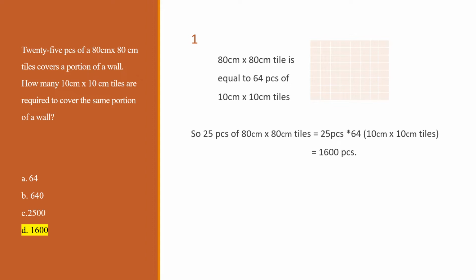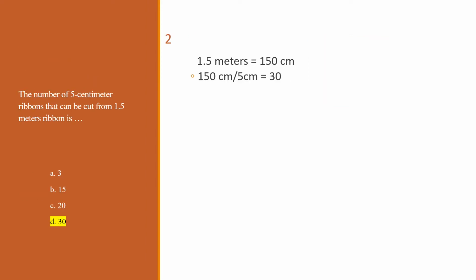And so for 25 pieces of the 80 centimeters by 80 centimeter tiles, that would be equal to 25 pieces times 64 pieces, or 1,600 of the 10 by 10 tiles. For number two, we are required to find the number of 5 centimeter ribbons that can be cut from 1.5 meters ribbon.